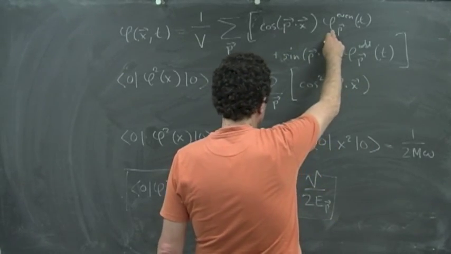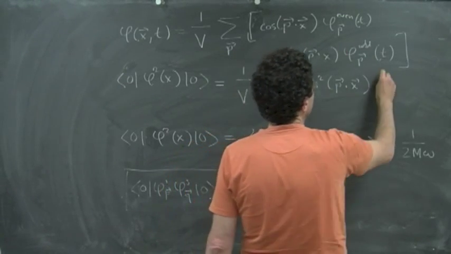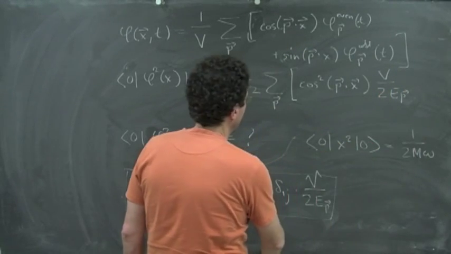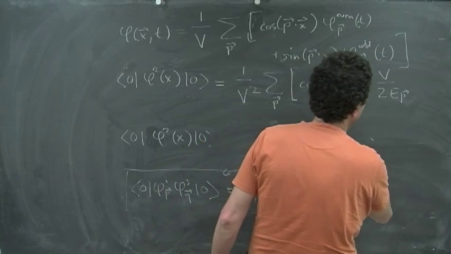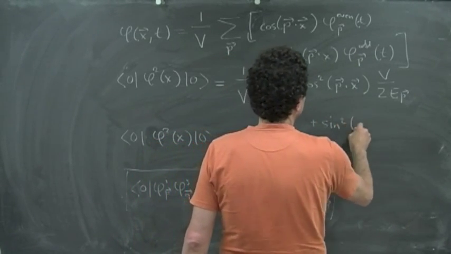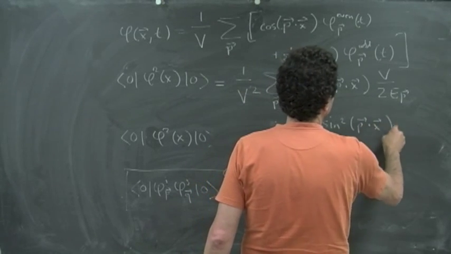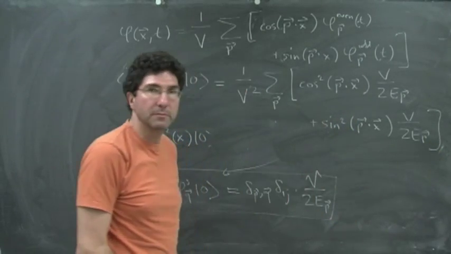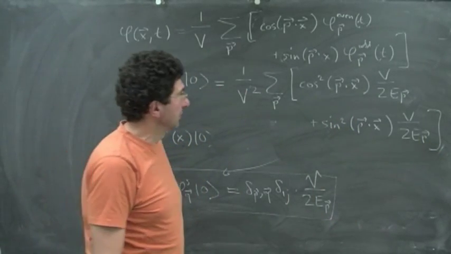Then I'll have the product of two fields like this, which is this factor of v over 2ep, okay? So I have a factor like that for the even guys, and I have a factor like that for the odd guys, p dot x, v over 2ep, okay? Right? Now this obviously simplifies.